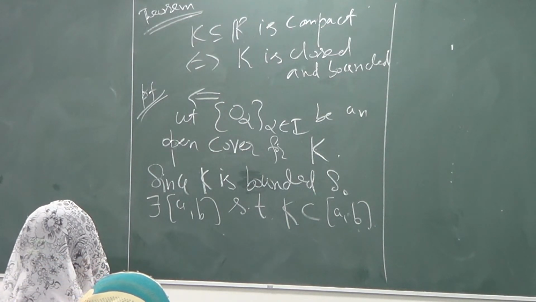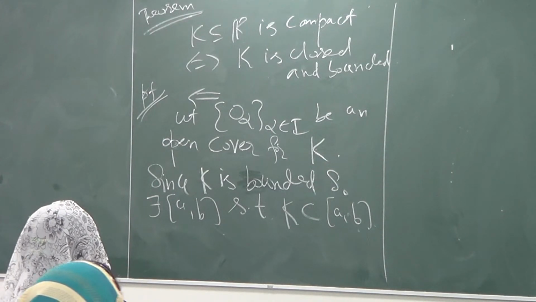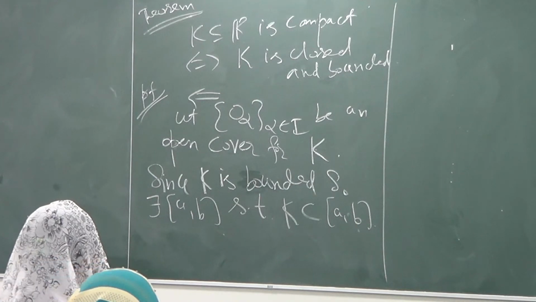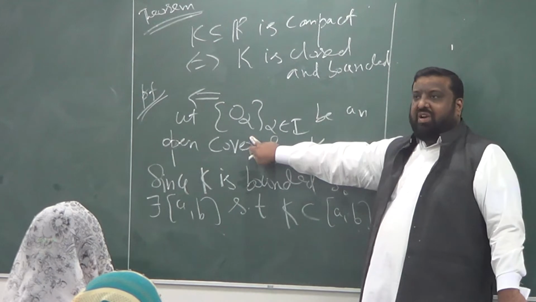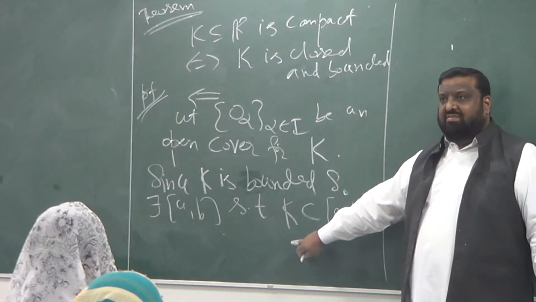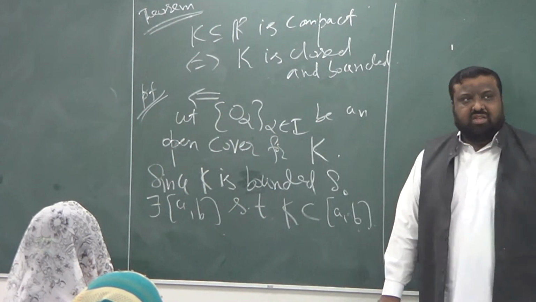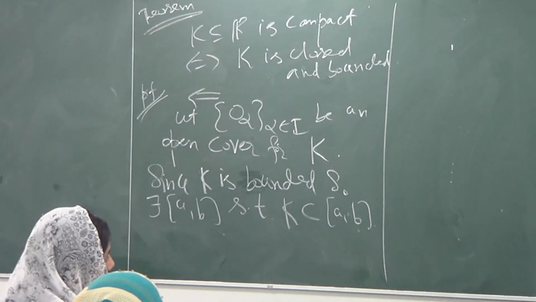Here's the question, key question. What is the cover for A to B? This is certainly not a cover for A to B. Why? Because it only covers K. So what should I do with this actually?